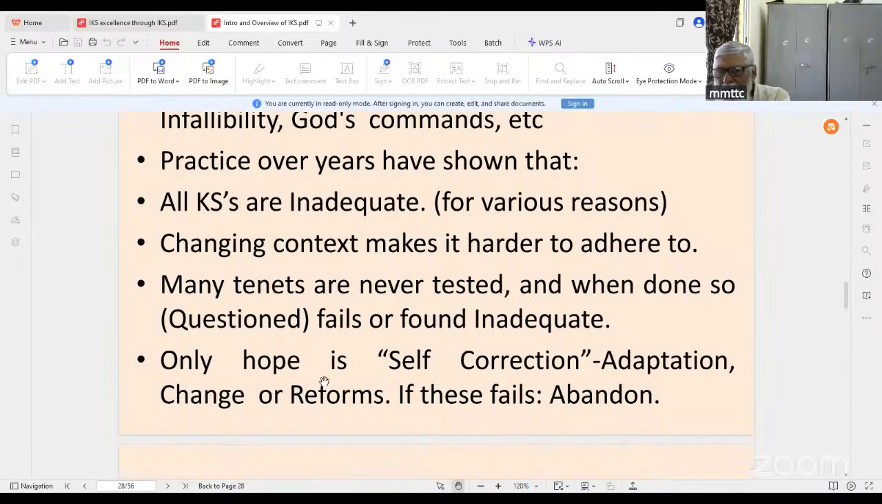The only hope is if there is self-correction, adaptation, change, or reforms. If these fail, you need to abandon the knowledge system.